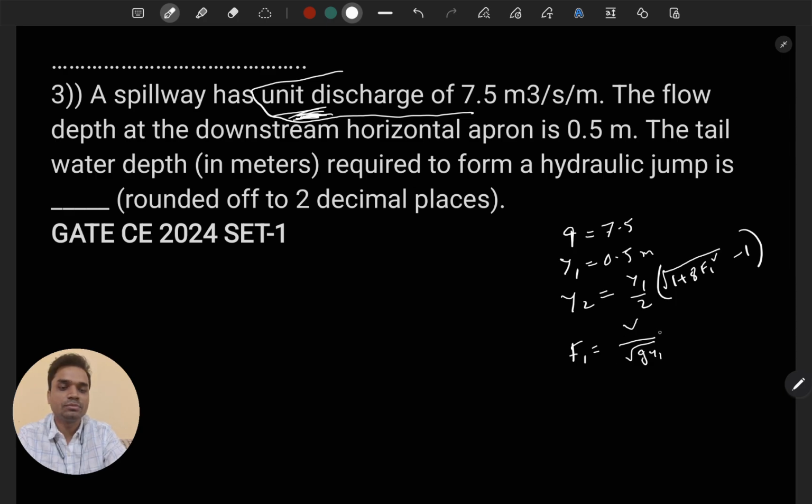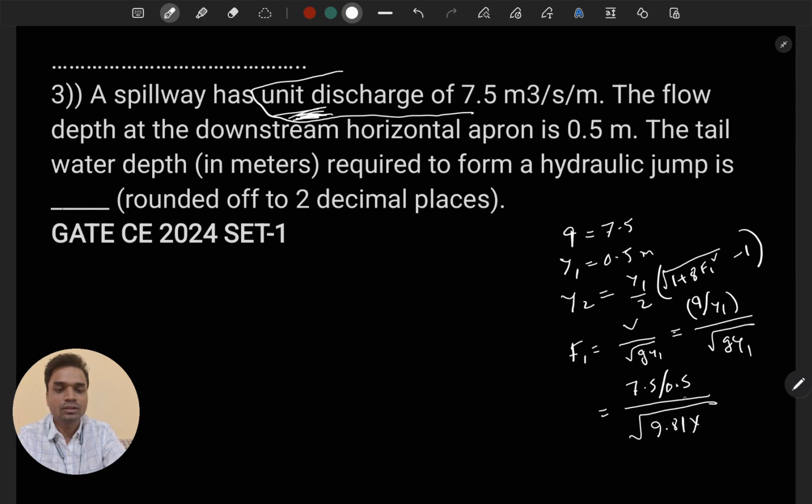How to find out v? V means q by y1, by root under g y1. Put all the values, everything is given to you. Now you know q, you know y1. Put the value. q means 7.5, y1 is 0.5, root under g, given as 9.81, and y1 is also known, 0.5. Then put the value, then it becomes 6.77.